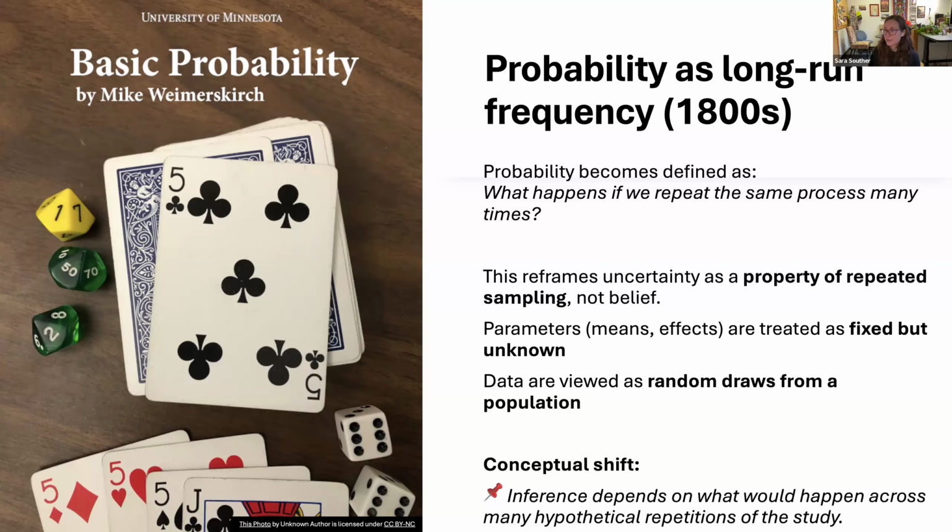What varies from sample to sample is the data. So, statistical inference isn't just about what we observed in our one study, it's about what would happen across many hypothetical repetitions of that study. That's a subtle shift in thinking that really laid the foundation for frequentist statistics. And we'll get into it more next time when we start to talk a little bit more about probability.